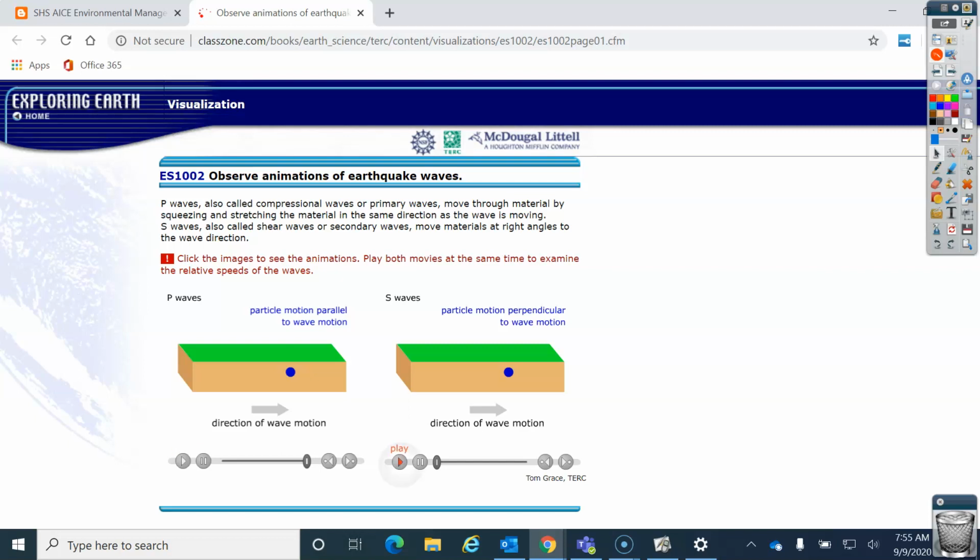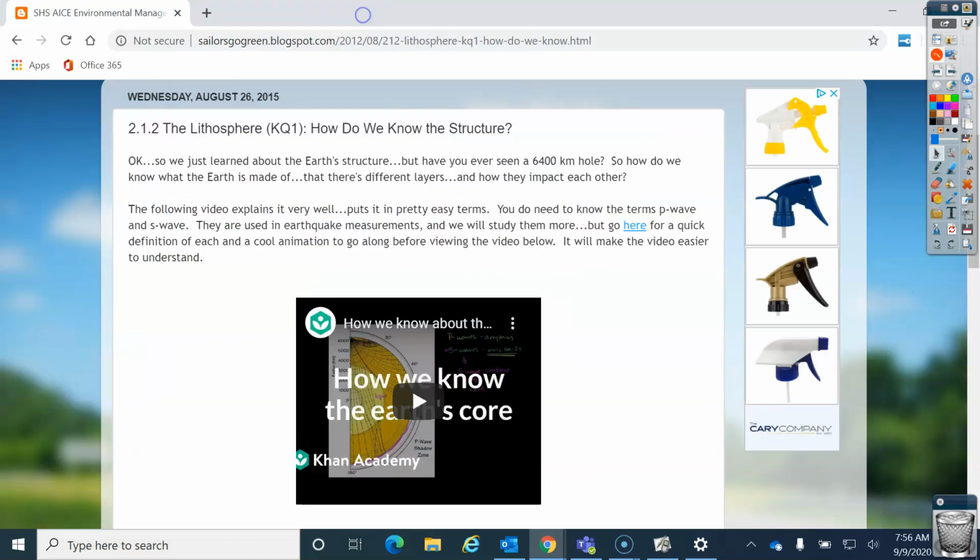You can look at this here. That's what causes destruction during earthquakes. These types of waves, but small ones, are also used to detect the structure of the Earth. So again, make sure you go back and watch this video, and that will be it.